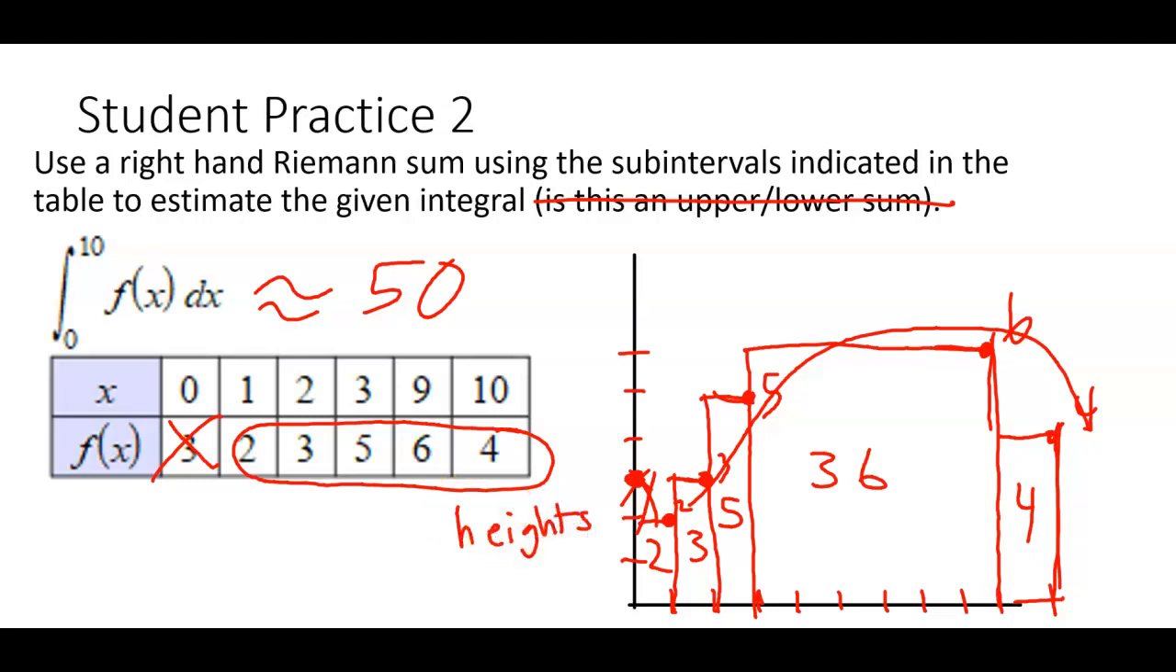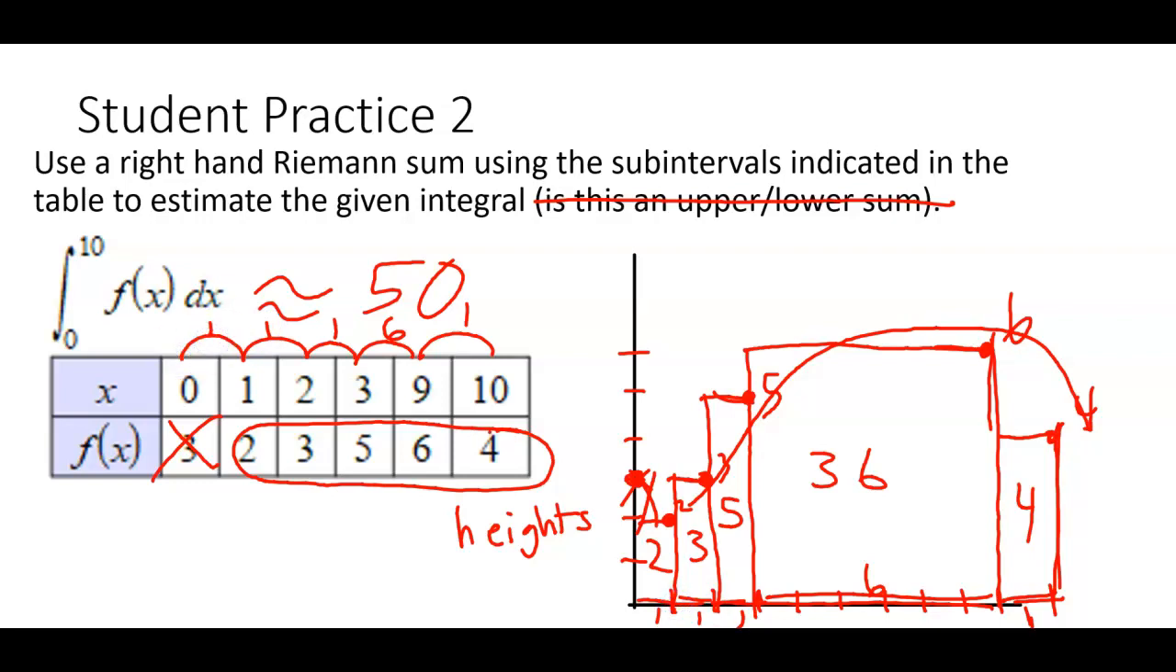Now, the bases of your rectangle are a little bit different. This base is 1. What's this base? 6, 1, 1, 1, right? Well, where the heck is that on the table? It's not as obvious. It's the differences between the x values. Like, for instance, how far away is 10 from 9? So we show it right here. 1. How far away is 9 from 3? 6. There it is. How far away is 3 from 2? 1. 2 from 1. And 1 from 0.